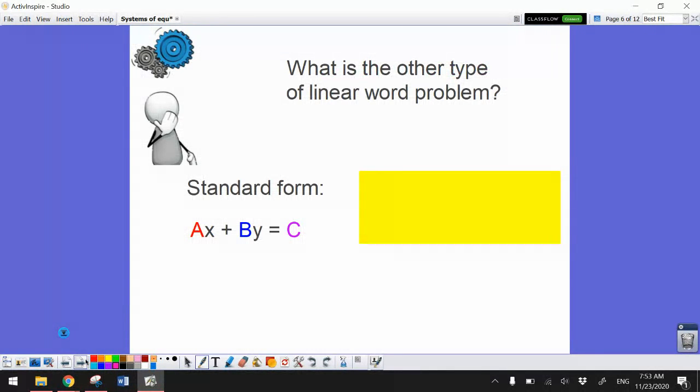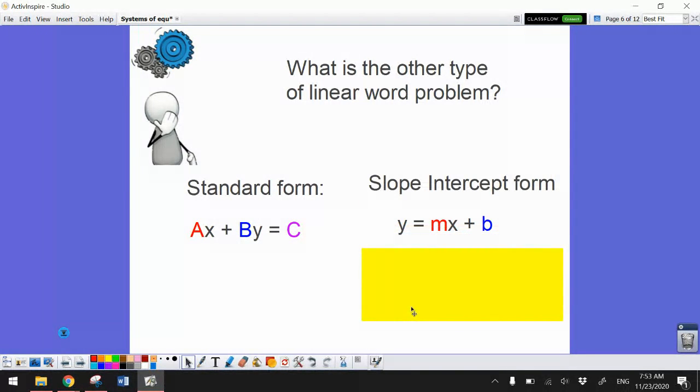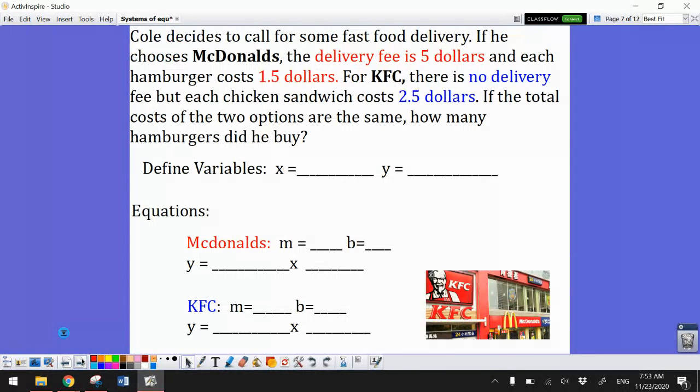Okay, let's take a look at a second type of word problem. So we did a standard form, that's ax plus by equals c. What's the second type of linear word problems? Yeah, it's slope-intercept form. So it's y equals mx plus b, okay? Where we have a slope and we have a constant, where the b happens once. All right, let's look at this one and let's see if we can figure out what's going on here.